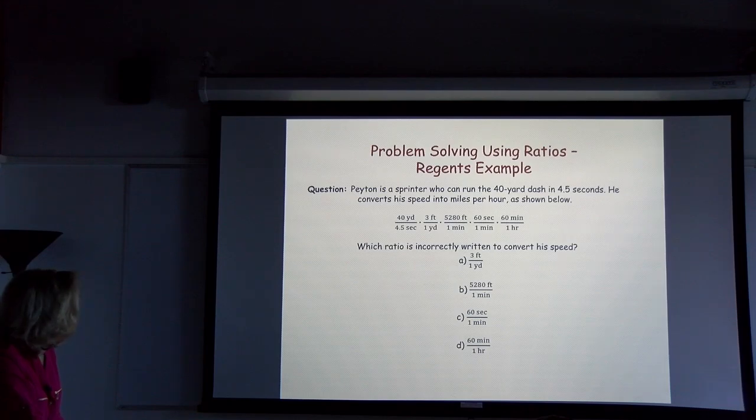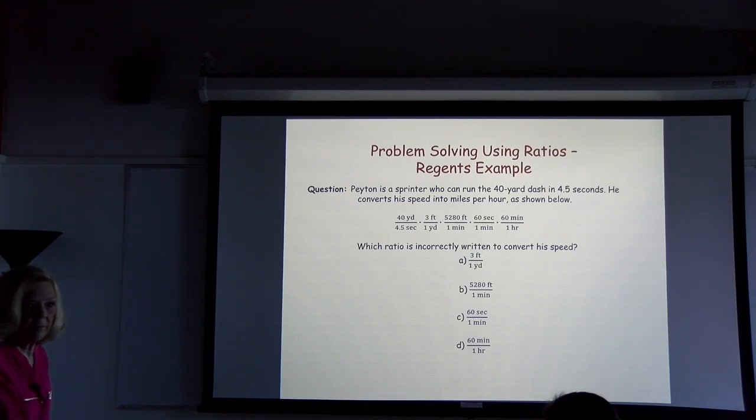Takes a minute to figure out all the things. Peyton is a sprinter who can run the 40-yard dash in 4.5 seconds. He converts his speed into miles per hour, as shown below. Which ratio is incorrectly written to convert his speed? Anything stand out?